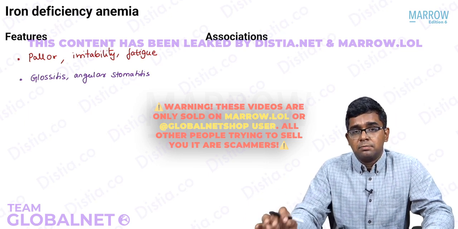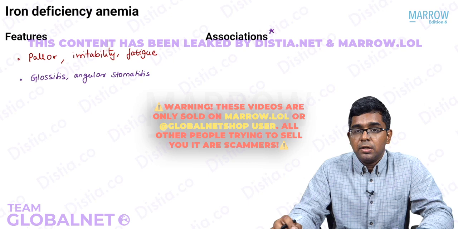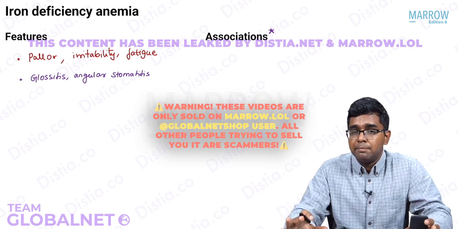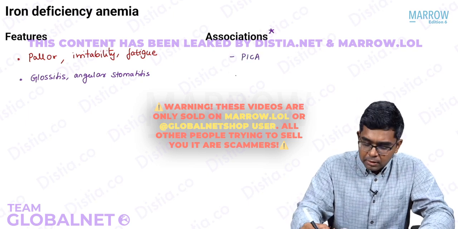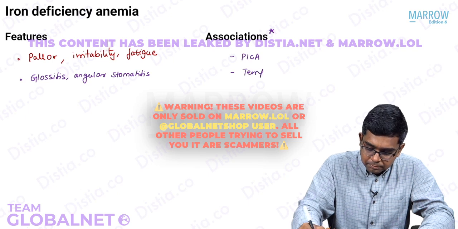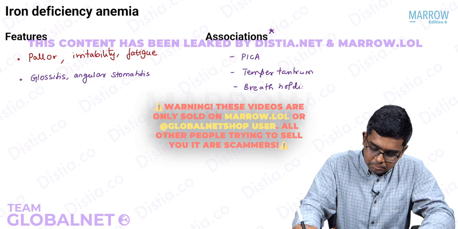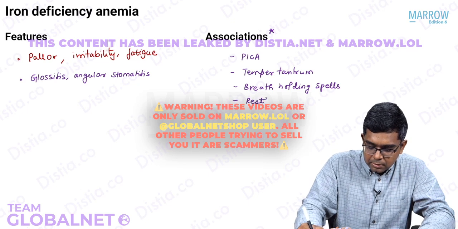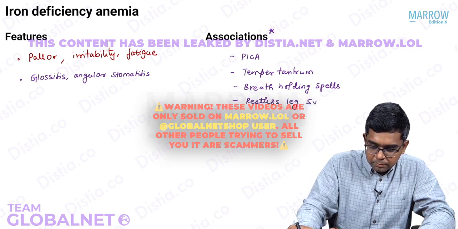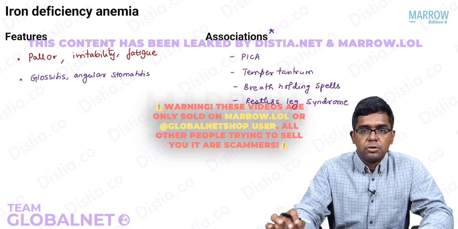What are the important associations? Okay, this is an important or a star topic. Why? Because questions have been asked previously. Associations of iron deficiency anemia: some of the behavioral disorders are included. These are pica. Number 2, temper tantrums. Number 3, breath holding spells. And last one to that list, please add restless leg syndrome. So these are the 4 important associations of iron deficiency anemia that you should be knowing about.